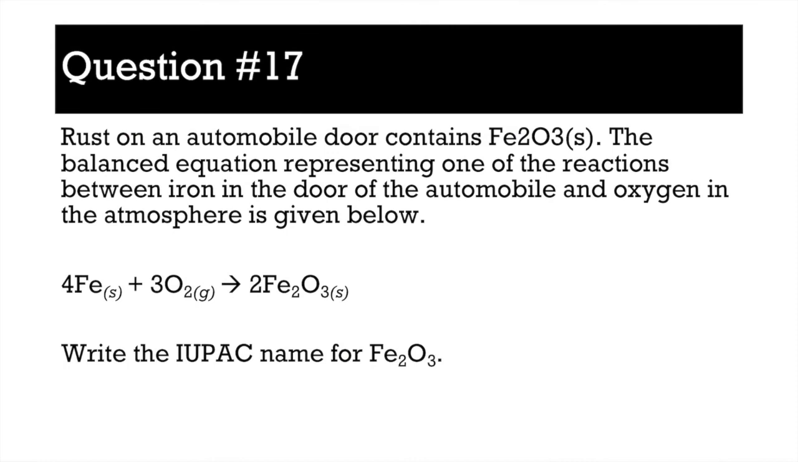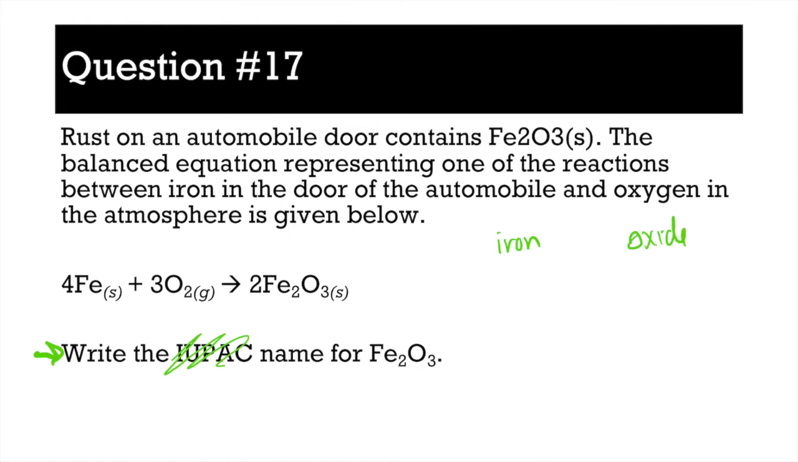Okay, so number 17 talks about rust, gives you a formula. Again, don't panic. All we really care about is this sentence right here. What is the name of Fe2O3? IUPAC, again, they're just trying to confuse you. That's the people that decided how to name compounds. So we know we have iron, and we know oxygen is oxide.